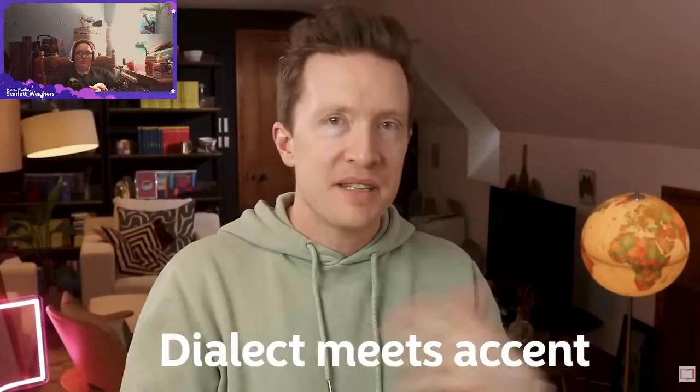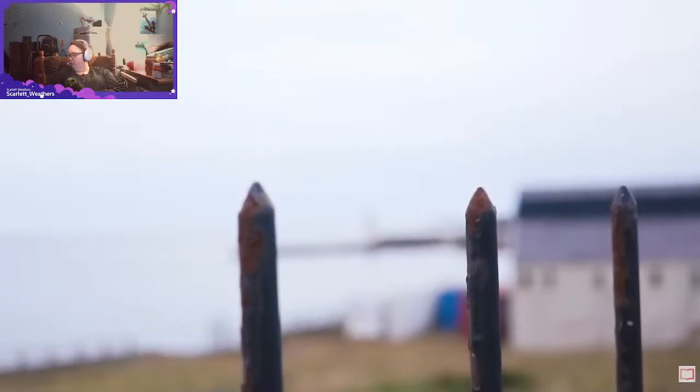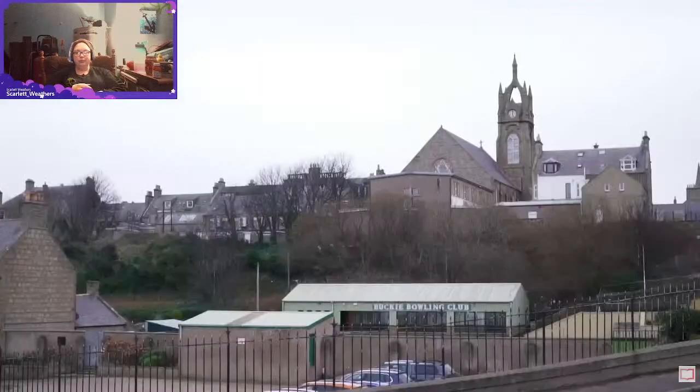Now this is another case of dialect meets accent. It's a bit difficult to find where one ends and the other begins. And all my family live within about a half-mile radius of each other. They're all still up there. So I grew up in Buckie. I left when I was 18. My sister and brother were there till they were 18, or actually my sister was there until her 30s.